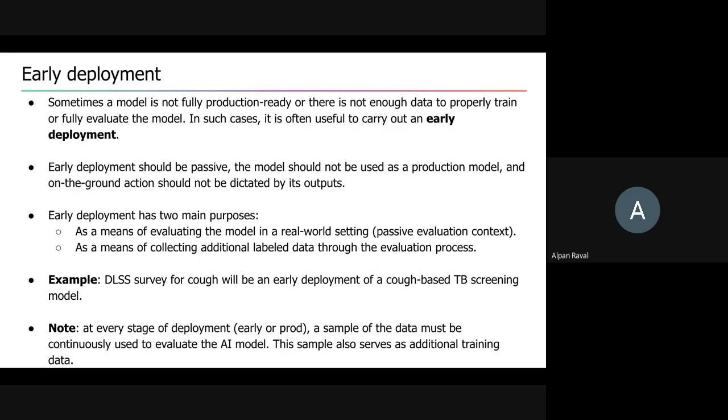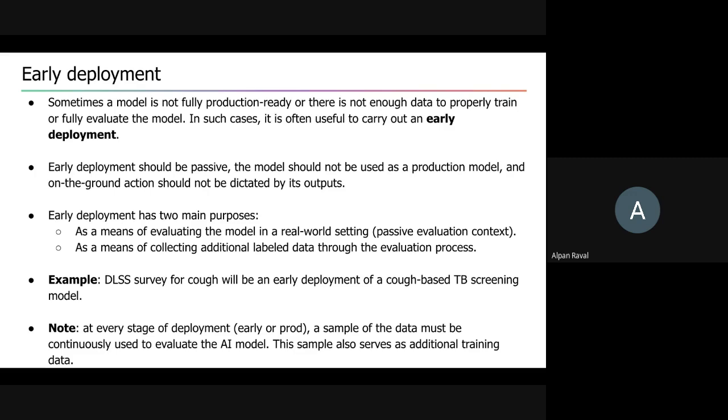Okay, there's a related concept. Many of these concepts are very tied together, passive deployment, early deployment, and so on. So I just want to make sure you understand all of these different concepts, and they have overlaps. Sometimes it happens that a model is not fully production ready, or that we don't have enough data to get it to that point of being fully production ready, where we can't even properly evaluate the model.